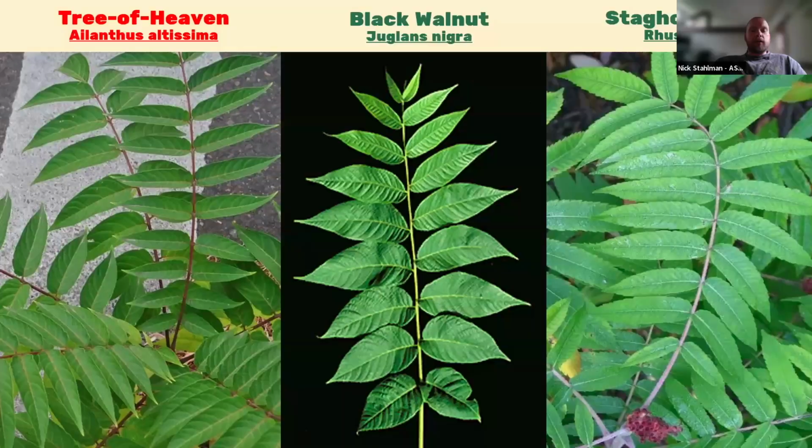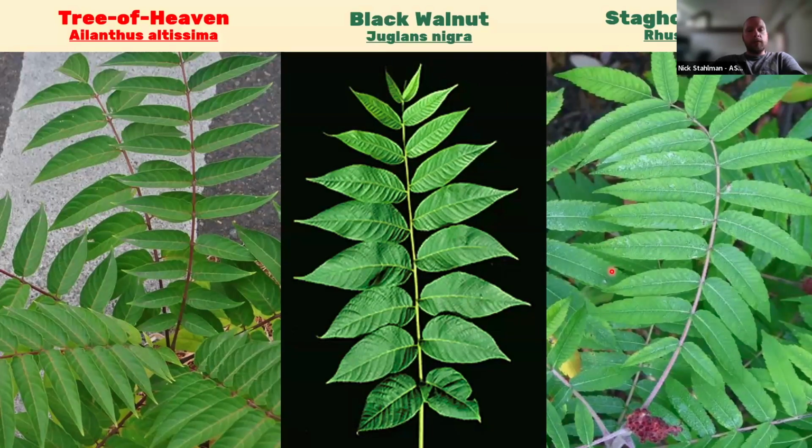Species that you can confuse this with are going to be black walnut and staghorn sumac. All three of these species have pinnately compound leaves. That means that this entire structure is the leaf, and it's composed of leaflets. These leaflets are arranged in a pinnate or feather-like manner. So these three species could get confused with each other. The big thing is Tree of Heaven: the margin of those leaflets is smooth, except for the big teeth at the very bottom or base of the leaflet.